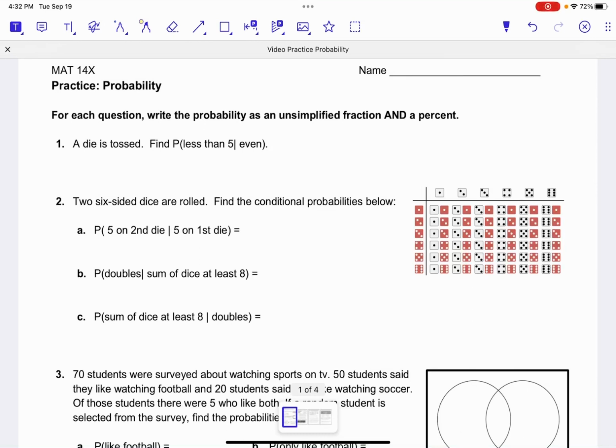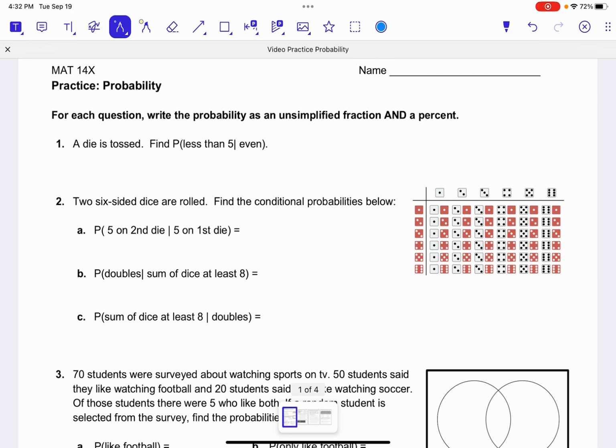This video is going to walk through our problems from the probability practice and talk through my thinking as I approach these various probability questions. The first two questions are just stereotypical probability. We're looking at rolling a dice and what is the likelihood of certain events happening. For all of our probabilities, we're going to be writing them as fractions and then also as percents, so that you get exposed to both answers.